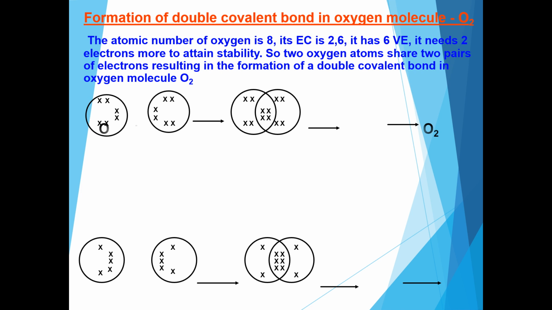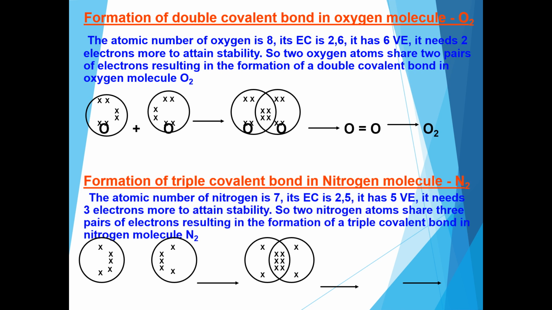Now formation of a double bond by taking the example of oxygen. Oxygen has atomic number 8 and the configuration is 2, 6: 2 in the K shell, 6 in the L shell. It has 6 valence electrons. In order to complete its octet, in order to acquire stability, oxygen requires 2 more electrons. So it means it can share 2 of its electrons. Both the combining oxygen atoms will share 2 electrons each and will form a double bond.